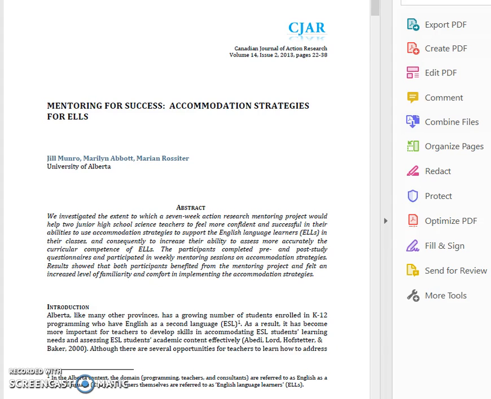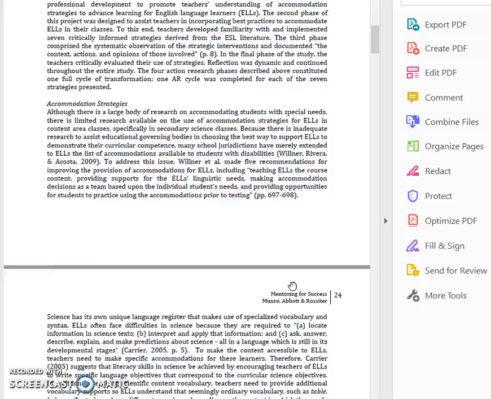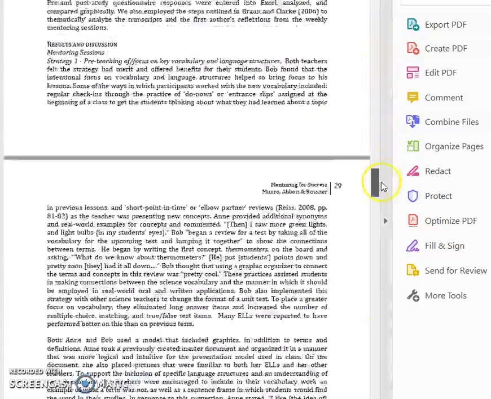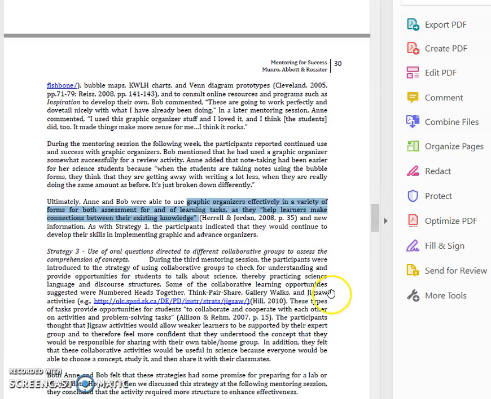The article that I got this graphic organizer from was called Mentoring for Success: Accommodation Strategies for ELLs, and one thing that stood out to me was that graphic organizers are effective in assessing and also in helping learners make connections between their existing knowledge and then the new content. And in this example, they're taking big words like allegiance and pledge and understanding what those words mean.